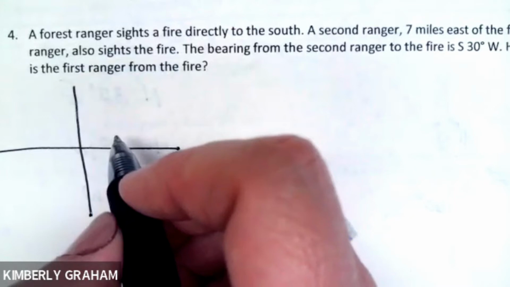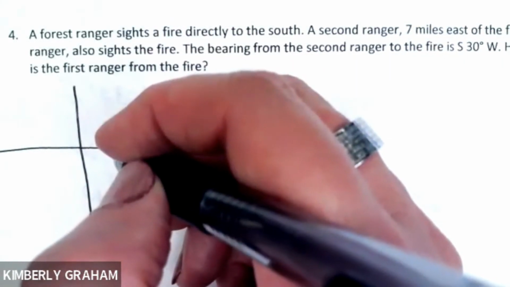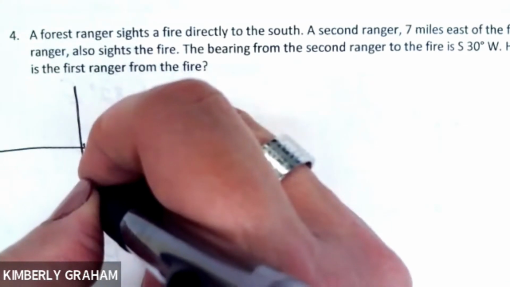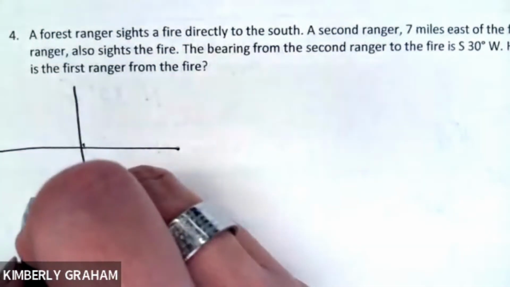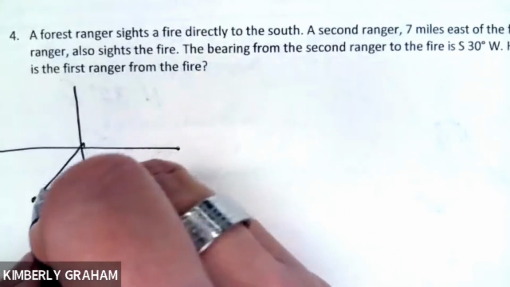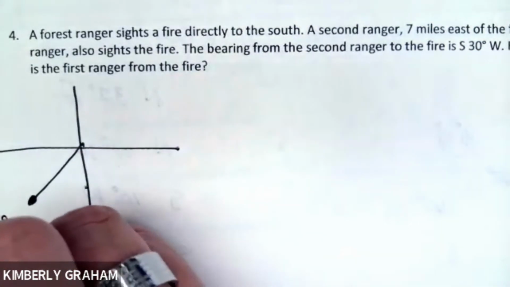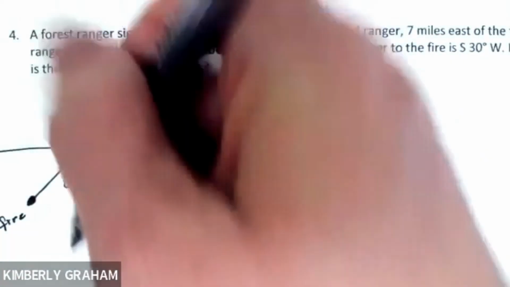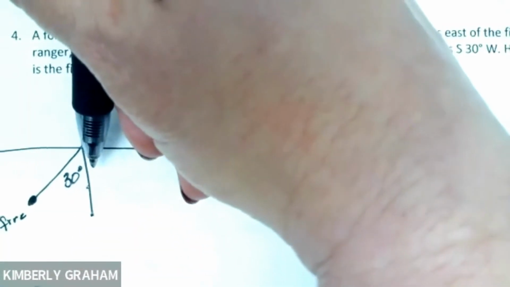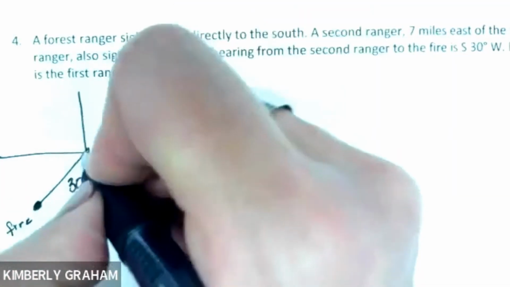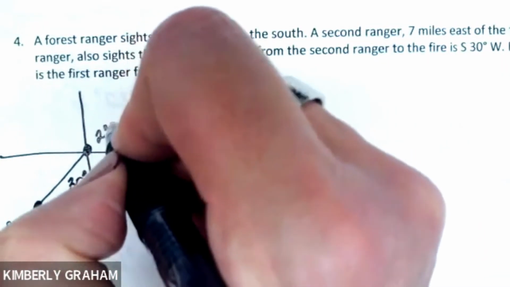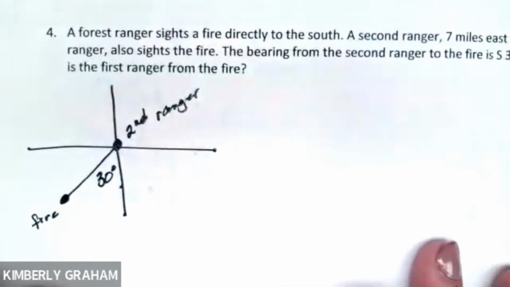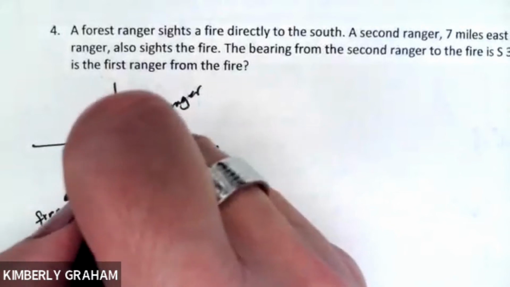So this second ranger spots a fire that is south 30 degrees west. So here's my fire. This is my fire here. This is 30 degrees, right? He starts off looking south and then he's going 30 degrees toward the west. This is my second ranger. So I know this angle here is 60 degrees.